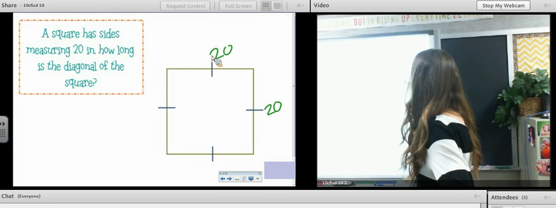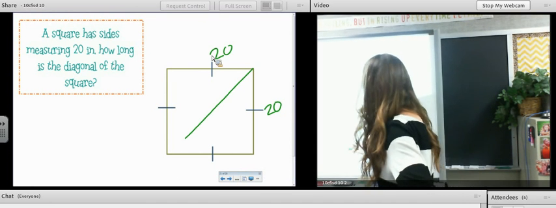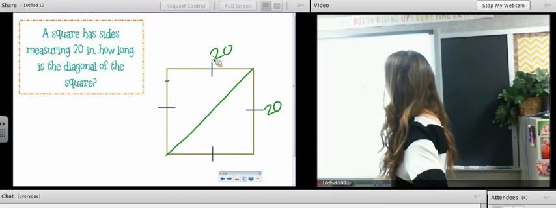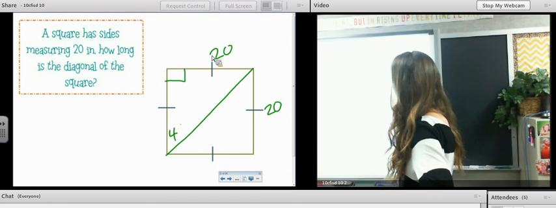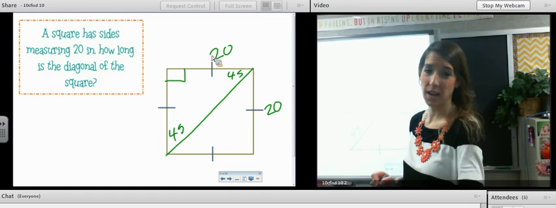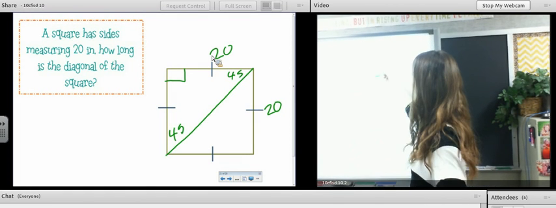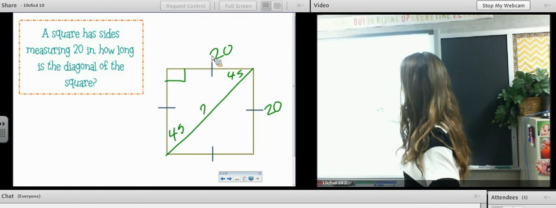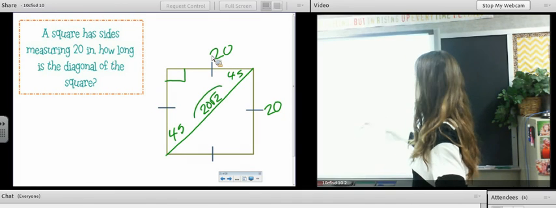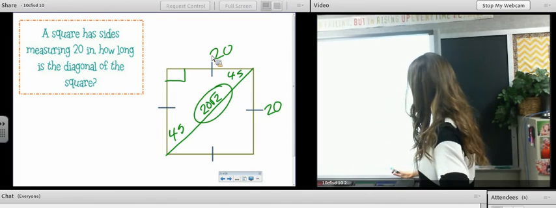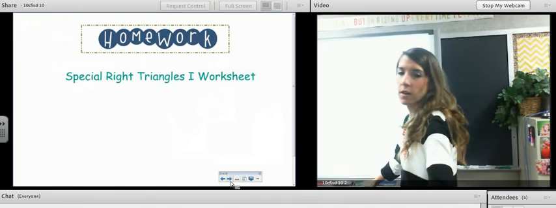Yeah! So now you can find the diagonal of any square very quickly because you know that the angles of a square are 90. And that creates an isosceles triangle. So it's got to be 45, 45, 90. And then you use your rule, your trick. X, x, x root 2. 20, 20, 20 root 2. Alrighty. We are done.